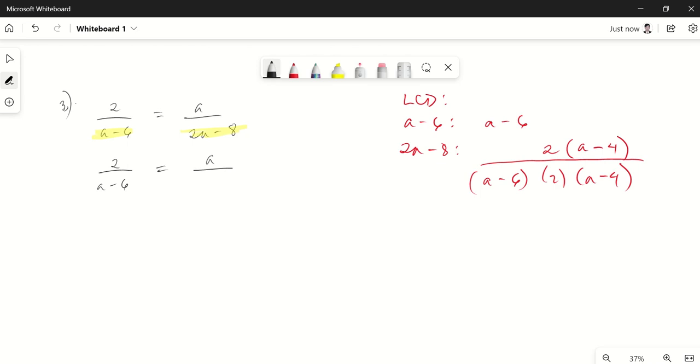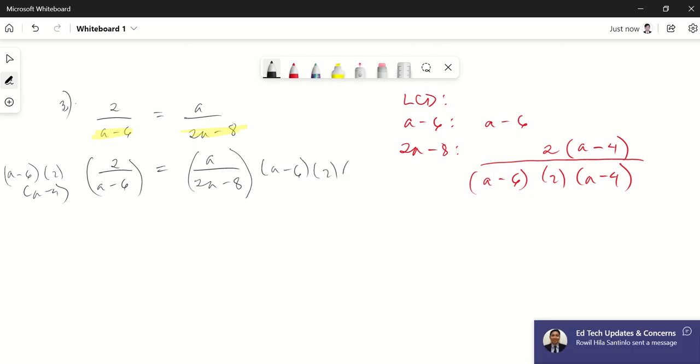And you need to multiply the LCD to both sides of the equation. Enclose the left-hand side, multiplied with a minus 6 times 2 times a minus 4. And on the right-hand side, you have to enclose it with parentheses as well: a minus 6 times 2 times a minus 4. On the left-hand side, you can cancel out a minus 6. So what will be left is just 2 times 2, which is 4. And don't forget, you still have the a minus 4.